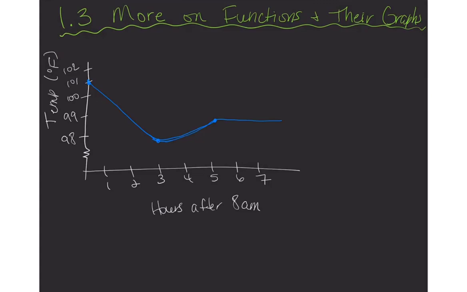So if we were to tell a little story about our graph. At 8 a.m., what was the temperature? Would 8 a.m. be over here, or would it be right here? It would be right here, right? Because this is hours after 8 a.m. So at 8 in the morning, the temperature outside was 101. And then what did it start to do? It started to decrease. It decreased until what time?